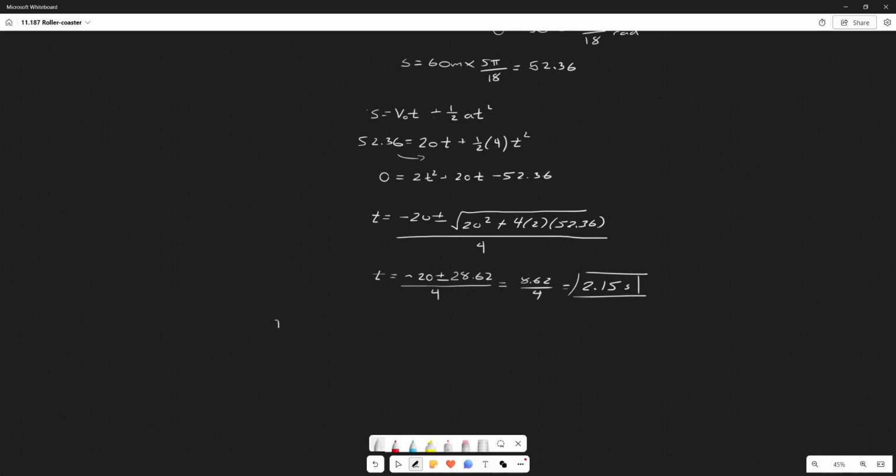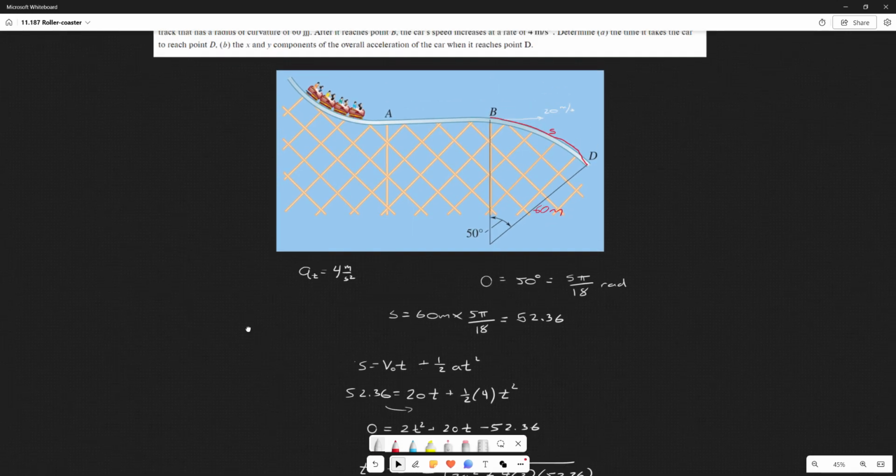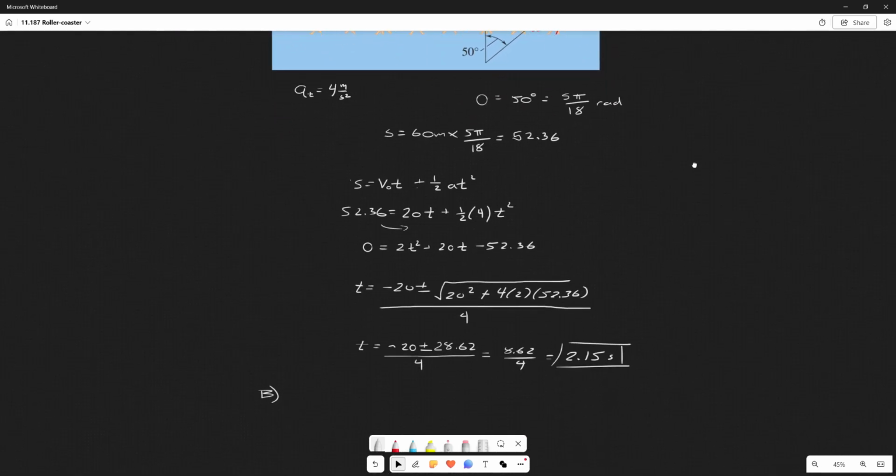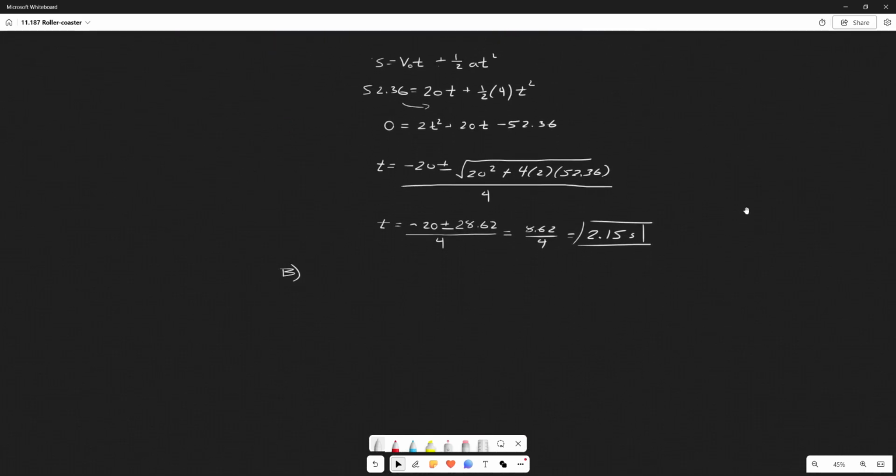And part B is a little bit more involved. Part B wants us to find the x and y components of the overall acceleration of the car when it reaches point D. Okay. So the best set of coordinates used to describe this motion initially, the most natural set, would be the transverse and normal components.